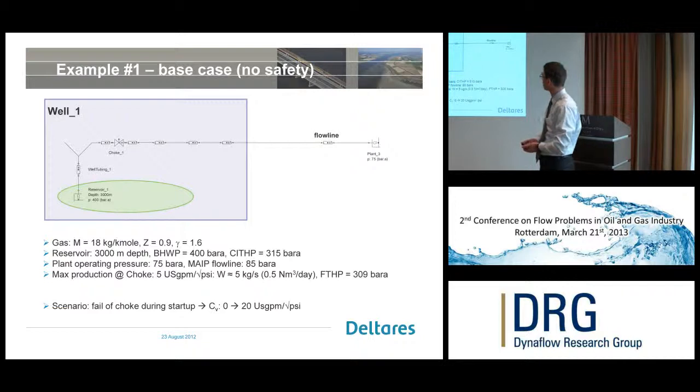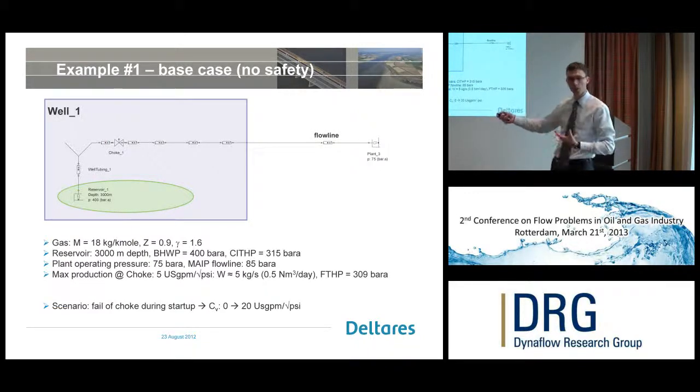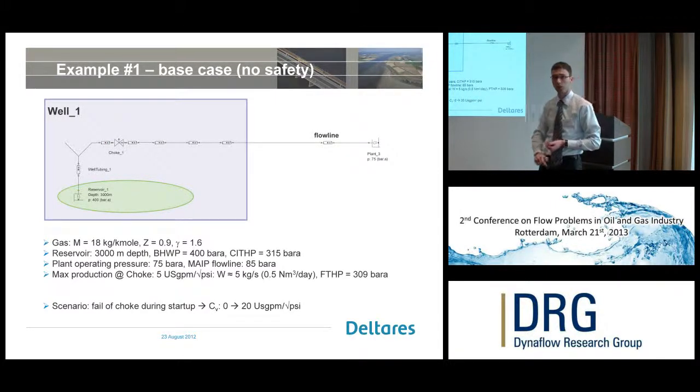Well, the first example is my base case without any safety. It's from a production site, so I've got a reservoir over here. The reservoir is located at 3 kilometers depth. It has a bottom hole well pressure of 400 bara, and therefore the closed-in tubing head pressure is 315 bara, so that's a strong one.